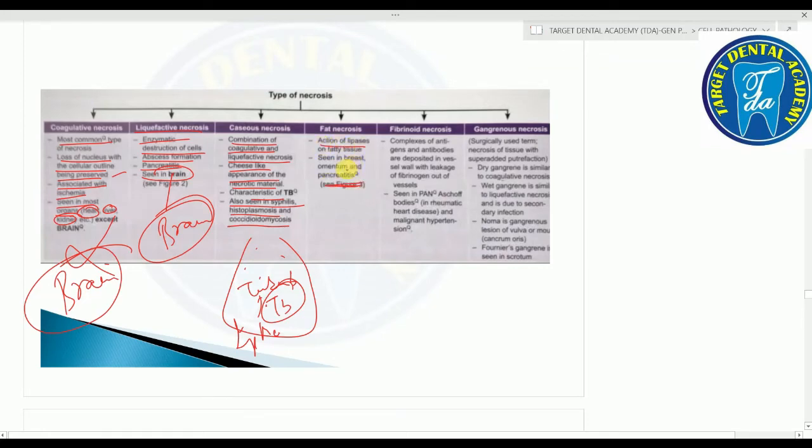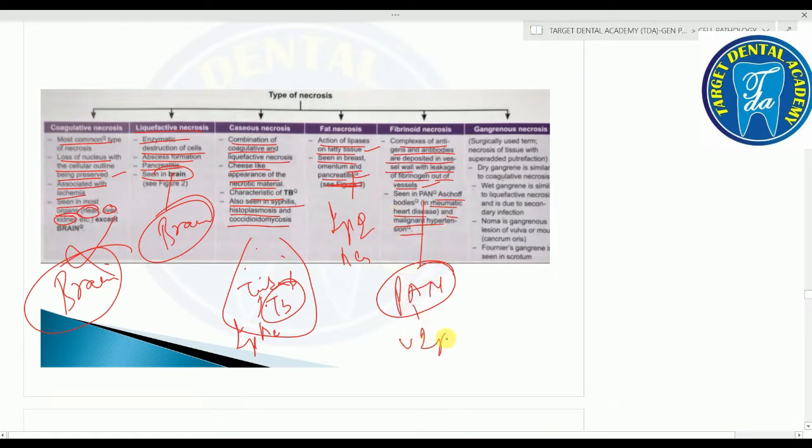While in the fat necrosis, there is an action of the lipases on the fatty tissue. It is particularly seen in the breast and in pancreatitis. Important for your MCQ. The fibrinoid necrosis, in which there are complexes of the antigen and antibodies, these are deposited in the vessel wall with leakage of the fibrinogen out of the vessel. So this is seen in the Aschoff bodies in the rheumatic heart disease and the malignant hypertension.